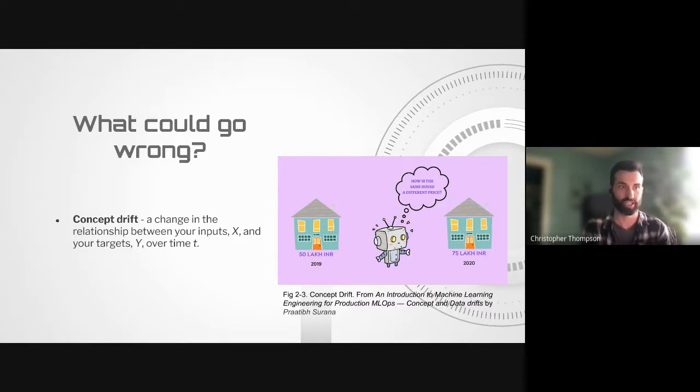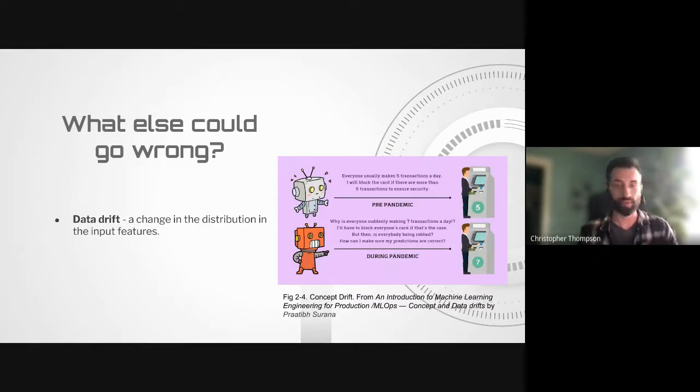So when I say the state of the world changes, this is one way it can change. Another way it can change is data drift. That's a change in the actual distribution of your input features. Another great example, this is also from that article, I love this little robot character. Before the pandemic, we're making predictions, and we're saying everybody is making 5 transactions a day. They're pulling out cash from the ATM, we'll say. Very contrived example, but pulling out cash from the ATM 5 times a day.